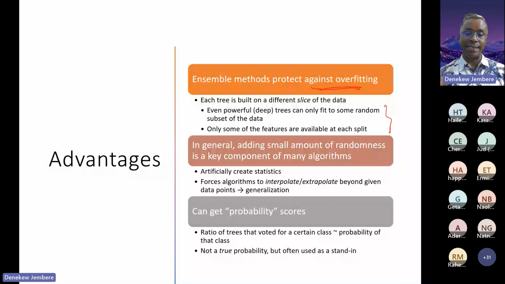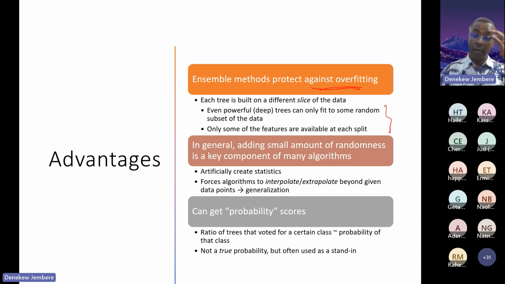A small amount of randomness is a key component of many algorithms, and artificially creating it forces algorithms to interpolate or extrapolate beyond given data points. This means you can generalize from a given data set, because you are creating an artificial environment where the data could be different, because you are training multiple models using a given data set, just one data set.